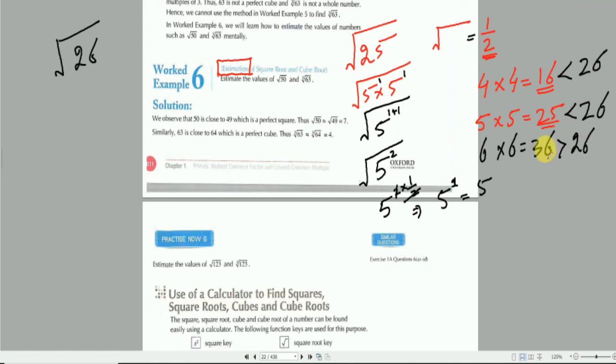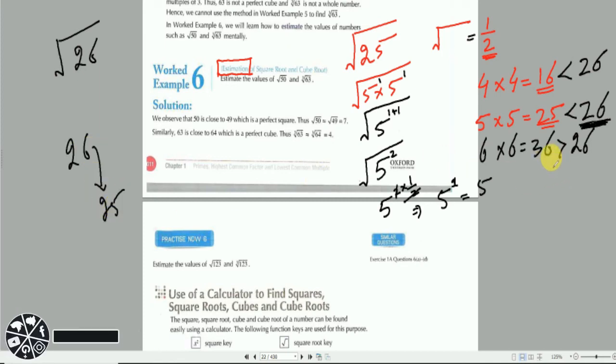Got it? So it means that for 26 मेरे पास ऐसे दो नंबर नहीं है जिसको मैं मल्टीप्लाई कर लूँ और उससे मैं 26 मेरे पास आ जाए, क्योंकि अगर 5 को मैं 2 टाइम्स मल्टीप्लाई कर लूँ तो मेरे पास 25 आ रहा है, अगर 6 को मैं 2 टाइम्स मल्टीप्लाई कर लूँ तो मेरे पास 36 आ रहा है. So in this case आपने फिर नंबर को देखना है, then you will see कि ये नंबर किसके करीब है. So is it near to 25 or is it near to 36? It's near to 25.